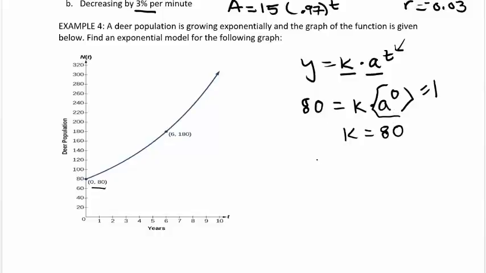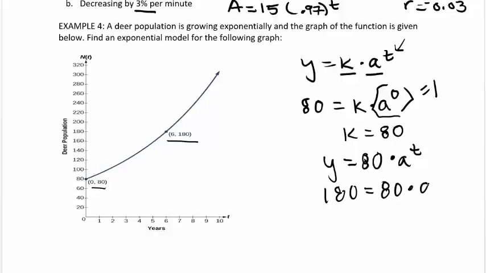So now my model is a little bit better. I have y equals 80 times a to the t, but I still need to figure out a. So now I come over here and I see I have another data point. I have 6, 180. So again, I plug in the dependent value on the left, and then I plug in my independent value of 6 over on the right. And again, we're plugging it in for t because t is our variable.